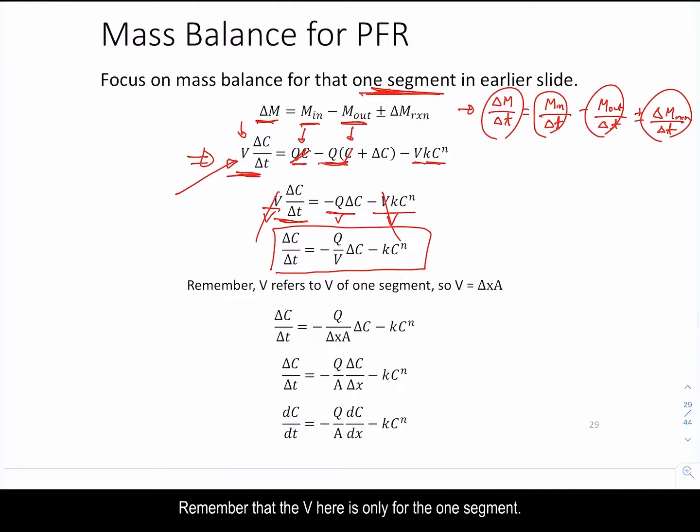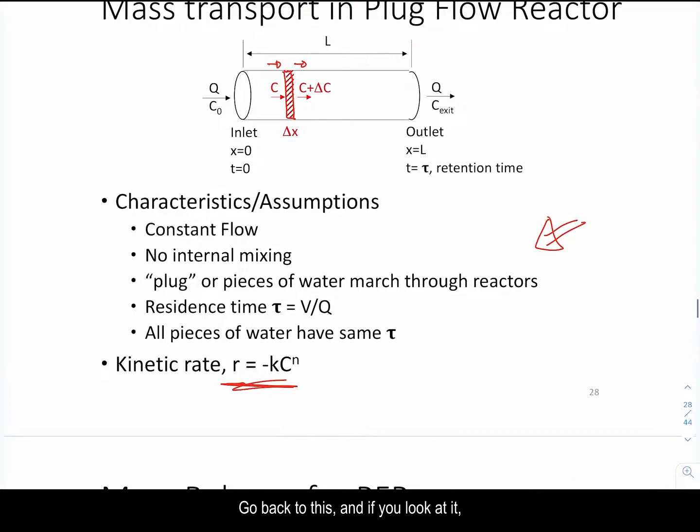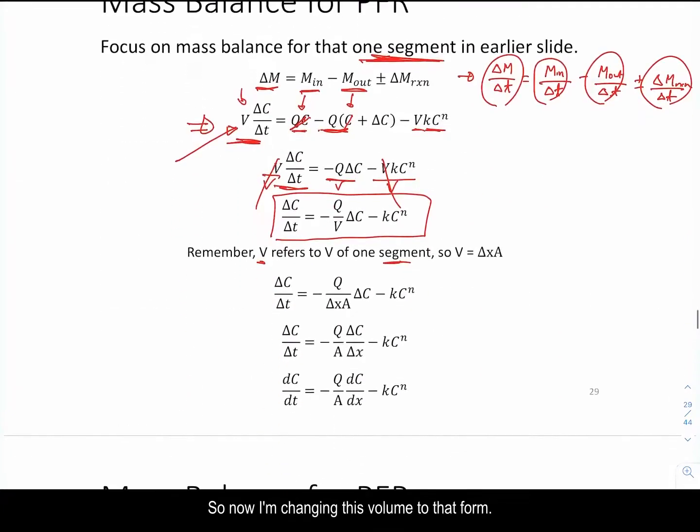Again, remember that the V here is only for the one segment. So if you go back and look at it, you guys remember that we used that cross-sectional area A, right? So the volume here that we want to describe is the area times the delta X. That's how we are adding it in there. So now I'm changing this volume to that form, A delta X, and then I can put delta C over delta T equal to minus Q over A, delta C over delta X minus KCN, okay?